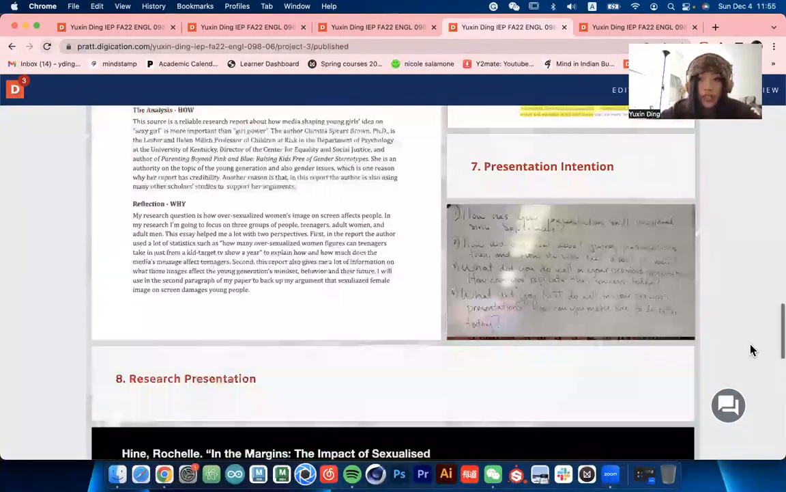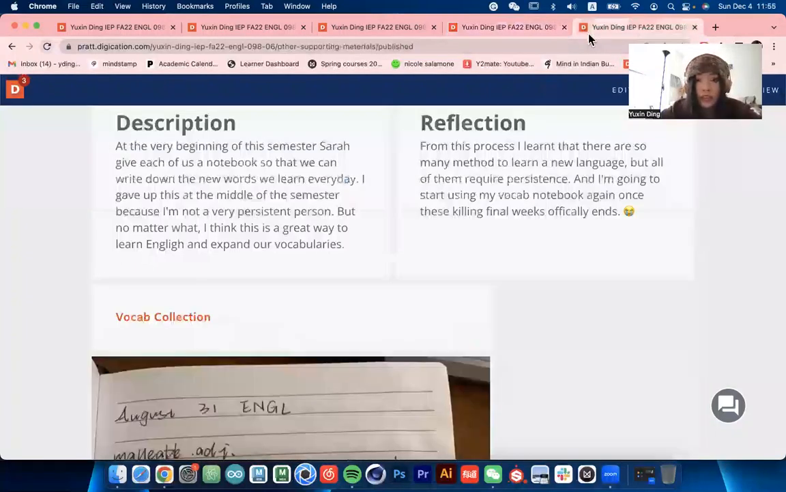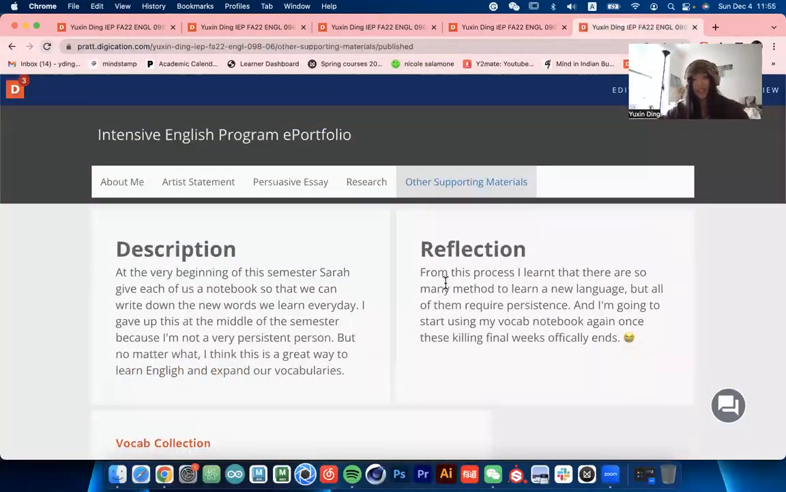Videos here. And for my other supporting materials, at the very beginning of this semester, Sarah gave us this notebook. This is our vocab notebook. And I was studying to write some quick notes on the vocabulary that I learn each day. Basically, I wrote down words such as malleable, its part of speech and its definition, how to use it in a sentence, synonyms, antonyms, and something like that.